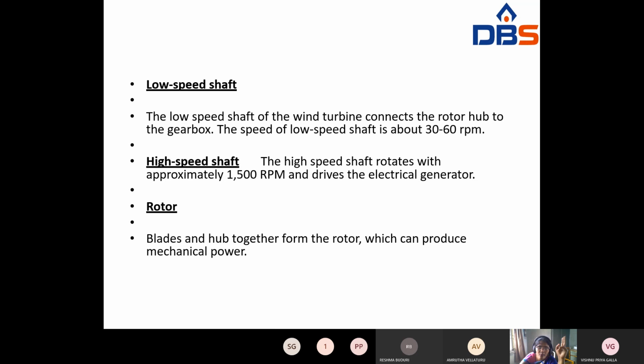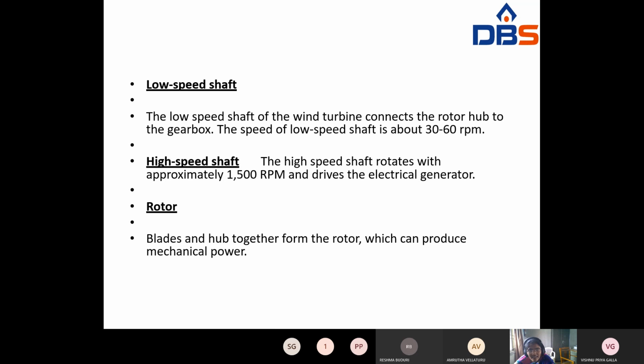Shafts: here you are using 2 shafts, a low speed shaft and a high speed shaft. The low speed shaft of the wind turbine connects the rotor hub to the gearbox. Gearbox means all the gears which are useful to connect the rotor and generator. The speed of the low speed shaft is about 30 to 60 rpm. Speed is measured in rpm, which is revolutions per minute. The high speed shaft rotates at approximately 1500 rpm and drives the electrical generator.